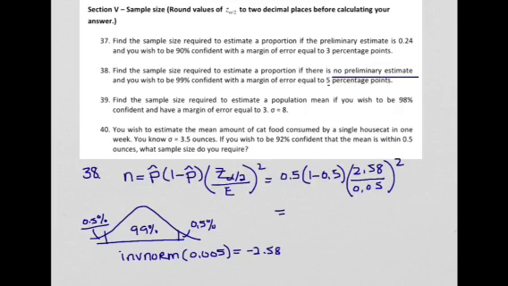So when I put this into the calculator, I get 665.64, and so that gives us 666 as the appropriate sample size for that problem.